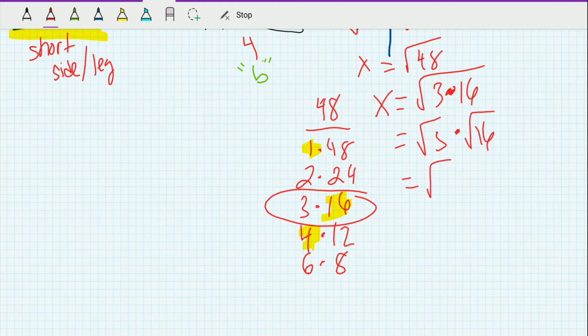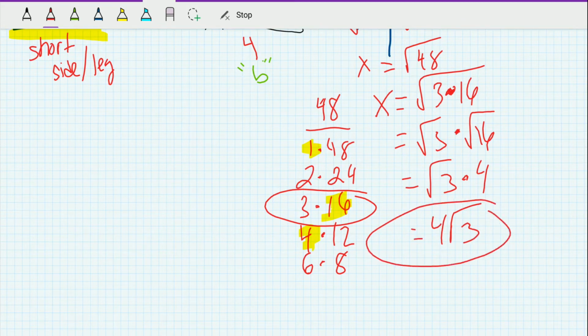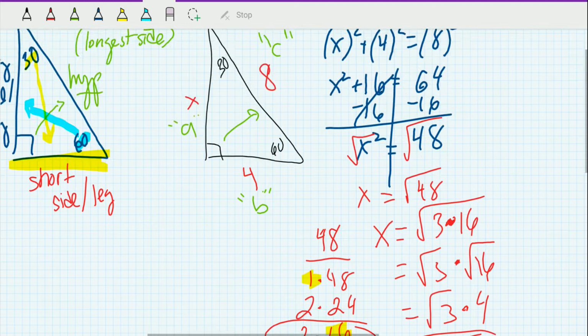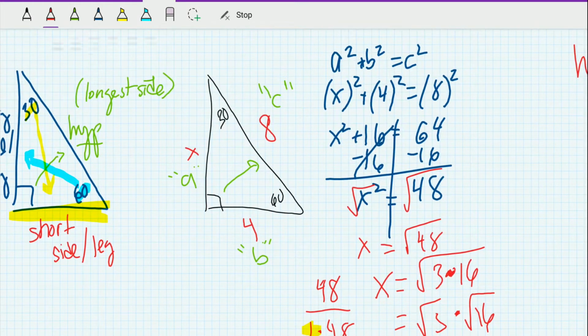Square root of 16 is equal to 4. We can move the 4 to the front. So then that'll be our answer here for the long side, 4 square root of 3. So I'll put it right here, right? 4 square root of 3.